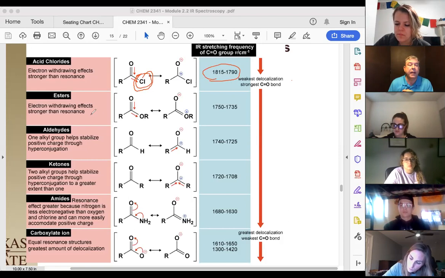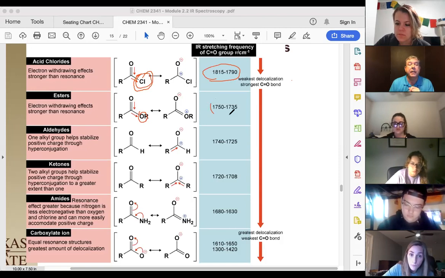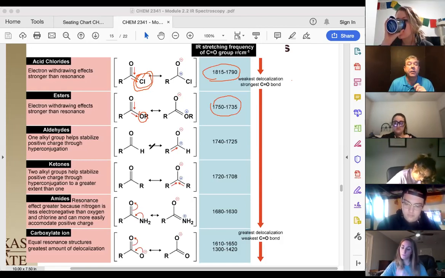Now in the case of esters, we have a little bit stronger. The electron withdrawing of the oxygen, the electronegative oxygen, is a little stronger than the resonance factor. And so we get, again, charge separation, and we have our peak at the 1750 to 1735. Now let's go to our hydrogen.